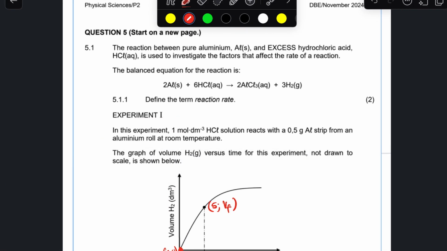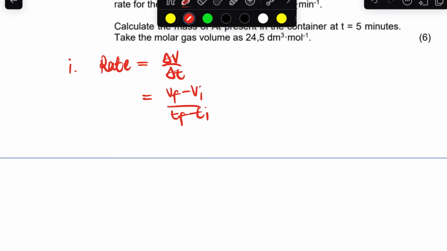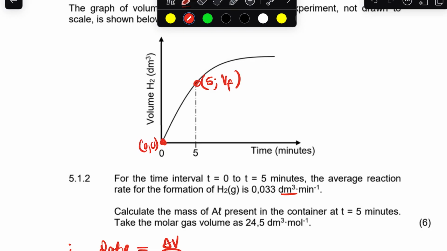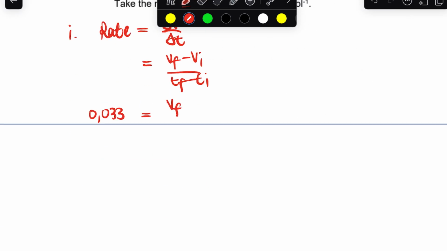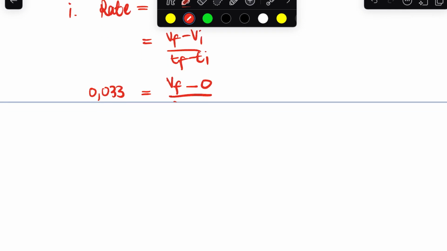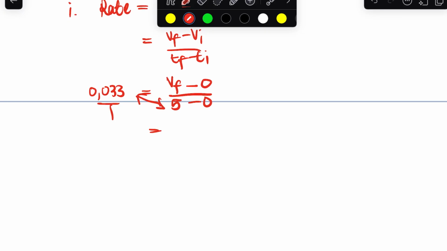Now we're going to substitute. Substituting the rate, it's 0.033, and the final volume is the one that we want, the volume produced finally at that 5 minutes, and the initial is 0. The T final is 5 minutes there. So we're going to put 5 minutes minus 0, and then we do the math. When we cross multiply, we're going to have V final and 5 there, and the same amount there, and then we cross multiply.